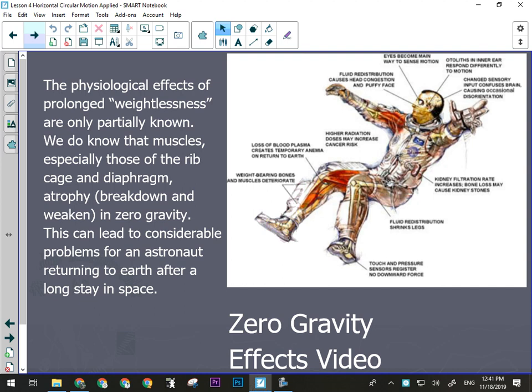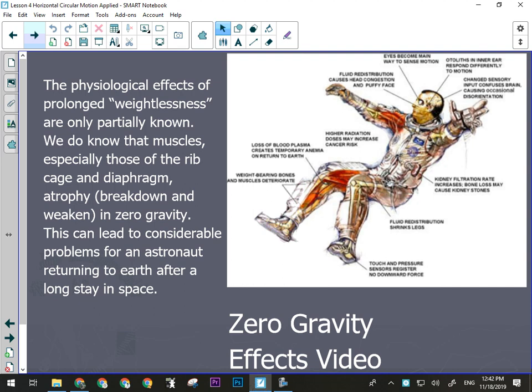Other things that can happen. Since you're not in a gravity environment, how hard do your muscles need to work? Yeah, they're not bearing your weight all the time. We don't even realize just how much your muscles are always working, like your core is keeping you balanced, all that kind of stuff. In zero gravity, it doesn't need to do that. So your muscles begin to atrophy, okay? Including the muscles that help you breathe and your heart.